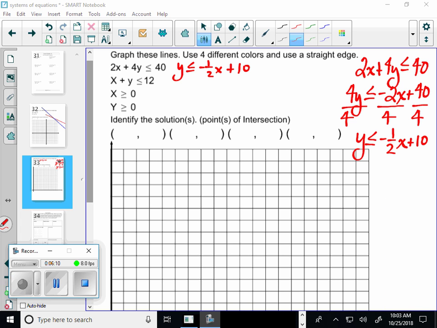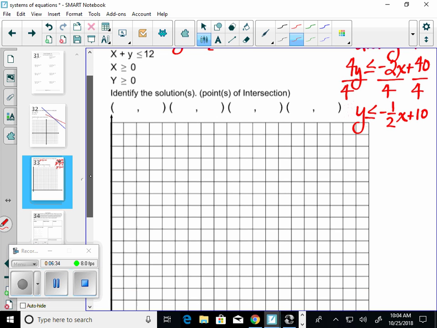So did you rearrange it to where you got y is less than or equal to negative 1/2 x plus 10? You notice the symbol, the less than or equal to, stayed the same, yes? When's the only time that it flips? If you divide by or multiply by a negative. And I did not do either of those things when I solved this. So did you get this graphed?